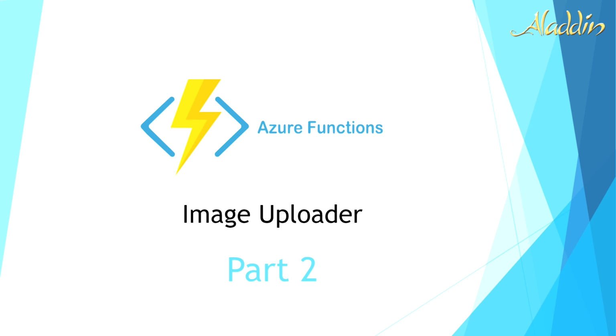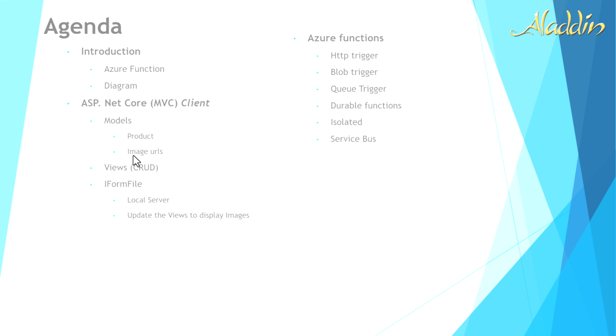Today we are going to do something beginner level: we'll create an ASP MVC application with a database. That database will contain two tables, products and image URLs. In the views we'll try to add product name, product quantity and other stuff, and we'll add the images there too. So we'll send that request to the back end.